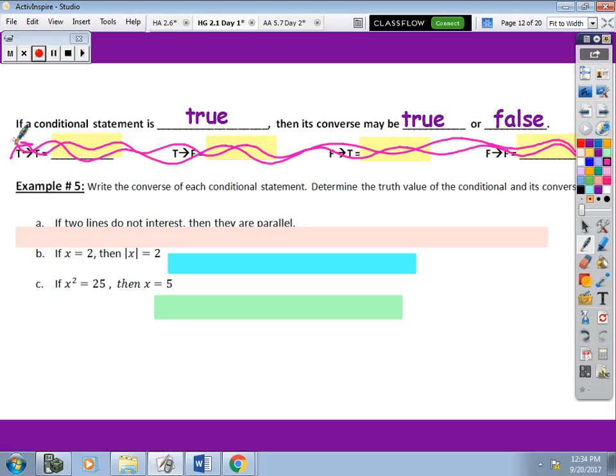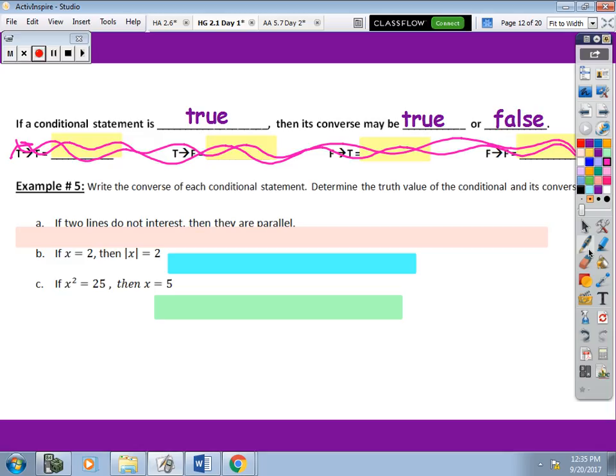So example 5 below asks us to write the converse and determine the truth value of both of them. So I'm actually going to switch the order in which we do this. Let's read it first and identify if this is true or false. If two lines do not intersect, then they are parallel. Okay? Now before you reach out and tell me true, I want you to think, is there any type of line that does not intersect that is not parallel? So you're trying to think of a counterexample.